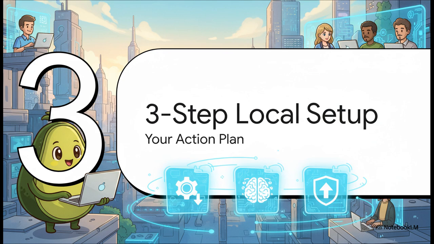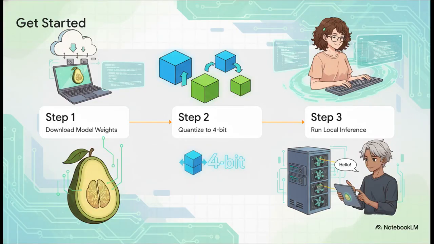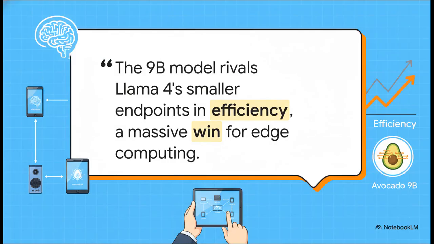Okay, enough talk, let's get practical. How do you get this thing running on your own machine? We've boiled it down to a super simple 3-step action plan to get you up and running with local inference. If you've played around with local models before, this is going to be a piece of cake. Step 1, you grab the leaked model weights. Step 2, you run a quick script to quantize it down to that super efficient 4-bit version we just talked about. And 3, you load it up in your favorite inference engine and go. It's really that simple.